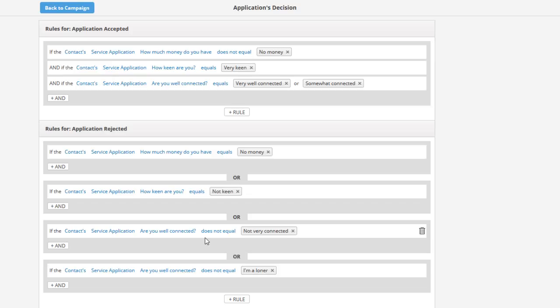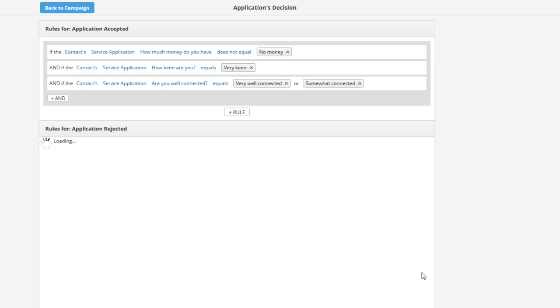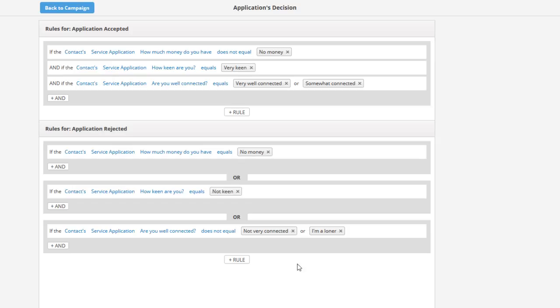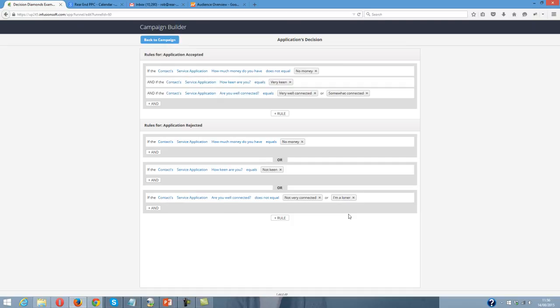So something that in theory should work but in practice doesn't work is I can't say, are you well connected does not equal not very connected or I'm a loner. In theory that should work, and then we wouldn't need this 4th argument. But in practice it just doesn't, because Infusionsoft can't deal with the double logic here. Because we're saying, does a certain field not equal this or this, what you'll generally find is that will usually break your decision diamond.